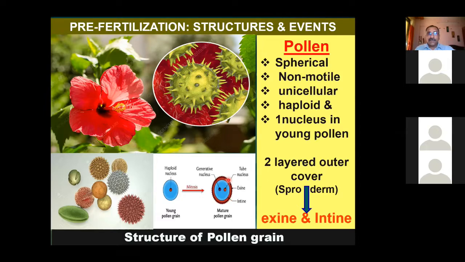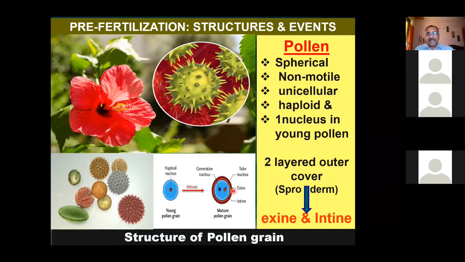So the covering of the pollen grain, which we call the sporoderm, has two layers, an outer layer that may be smooth or rough, but in this picture you see that it is rough in nature because some spiny structure you can see over here. And this spiny outer cover, we say exine. But inside of this exine, there is one more layer. That layer is different from the outer layer because the outer layer is spiny, whereas the inner layer is smooth.